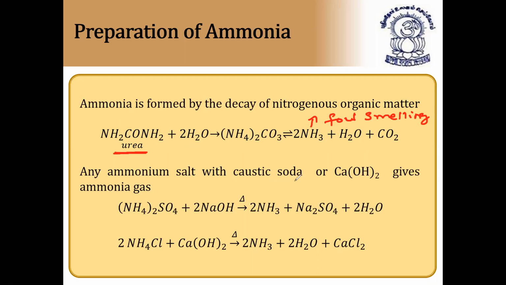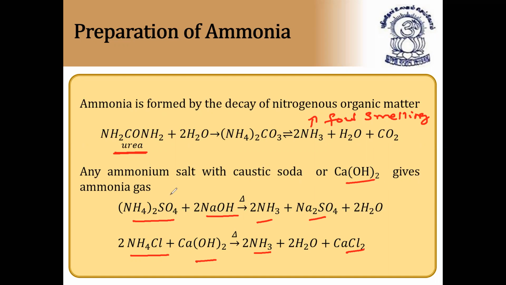Any ammonium salt, that is ammonium chloride, ammonium sulfate, etc. These are called ammonium salts. Any ammonium salt with caustic soda or calcium hydroxide on heating forms ammonia gas along with sodium sulfate and calcium chloride. I hope it is clear. So any ammonium salt with caustic soda gives ammonia gas.